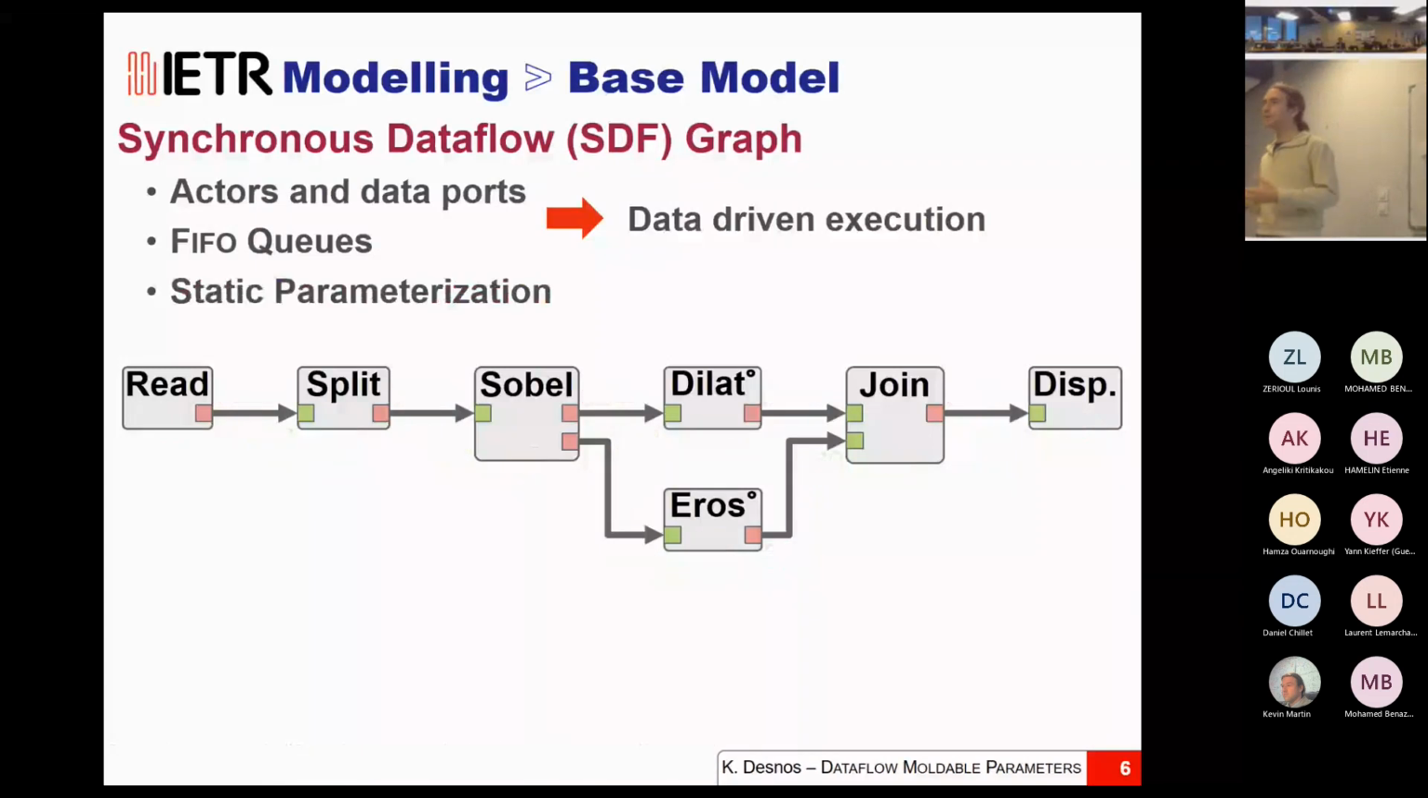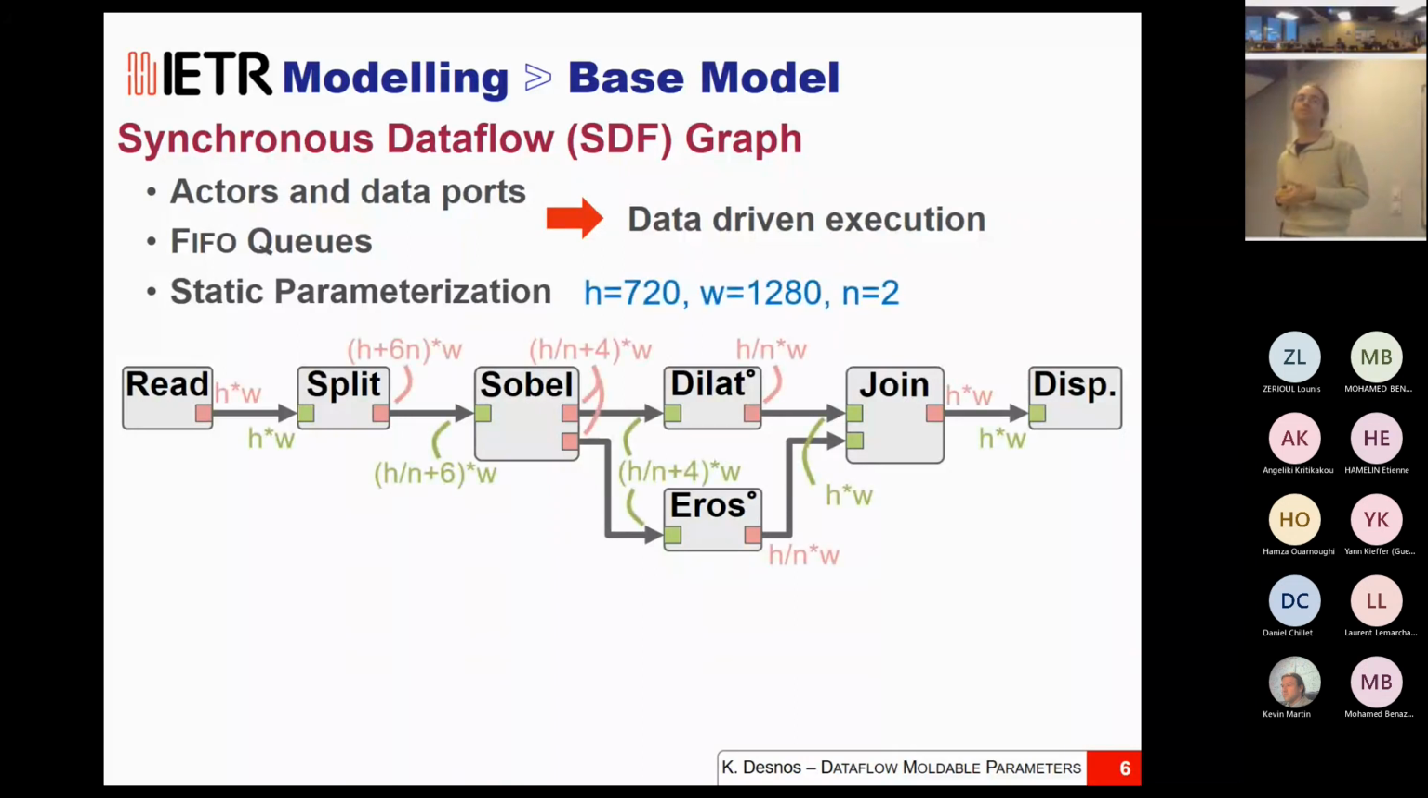On top of this model of computation, something that also has been around for quite some time is a static parameterization. Instead of having a fixed production or consumption rate associated to each input or output of an actor, I can replace this with a set of expressions. So now I have a set of parameters in my graph. So here, for example, I have the height and the width of the images that I am processing in my application. And I have a parameter n, which makes it possible to configure the degree of parallelism of my application. Okay, so n here is 2, so we have a degree of parallelism of 2.